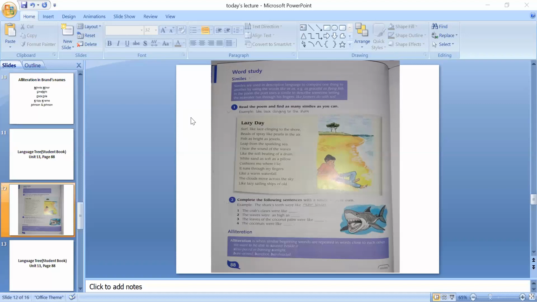Yes. And beads of spray are compared with, like pearls in the air. Second simile, like pearls in the air. Have you underlined this? Manahid, beta, answer me. Have you underlined the second simile? Yes, like pearls in the air. Okay, find out the third one, beta.